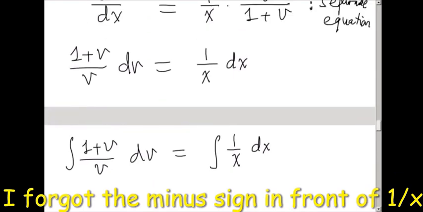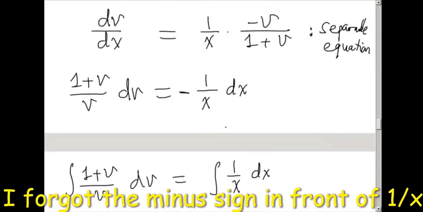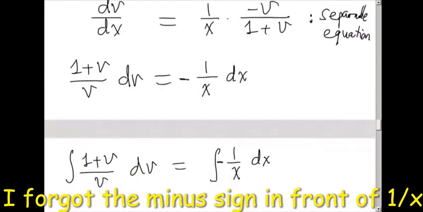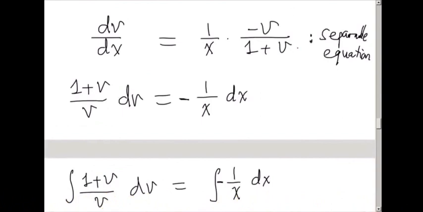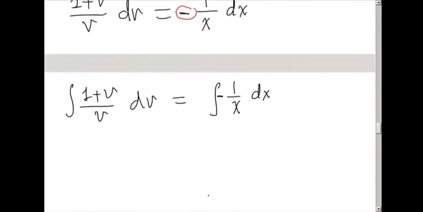Oh, sorry, there's a minus sign. I forgot that minus sign. The minus sign comes from here, that I keep on the right hand side. So the integral of the right hand side is easy to do. It is minus natural log of absolute x plus c.